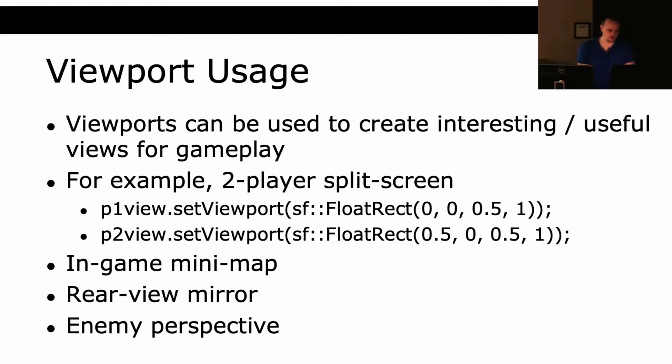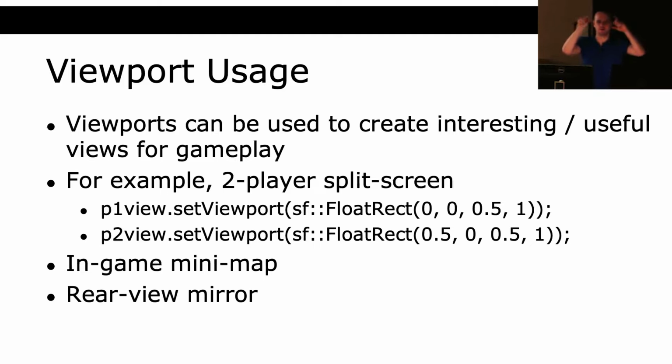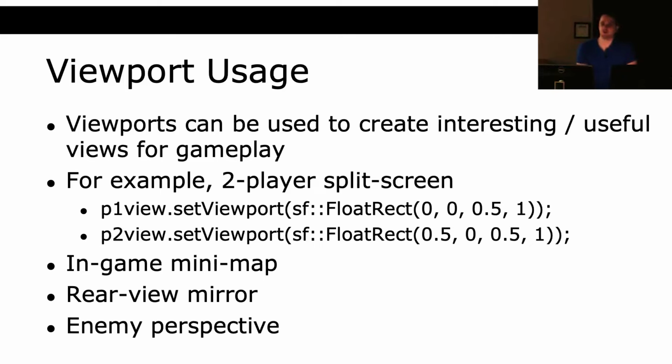You could have an in-game minimap, a rear view mirror. So if you're doing a driving game, yes, there are 2D driving games, and you want to be able to see behind you, you could have a little viewport where you're rendering what you think is behind the player. You could have an enemy's perspective. So if there's some enemy that you're trying to hunt in the game, maybe you pick up a power-up that lets you see where the enemy is in the game. And while that power-up is active, now you have a split screen, you can see that enemy walking around, or maybe it would center on some treasure or something like that. There are so many really interesting things that you could do with this.